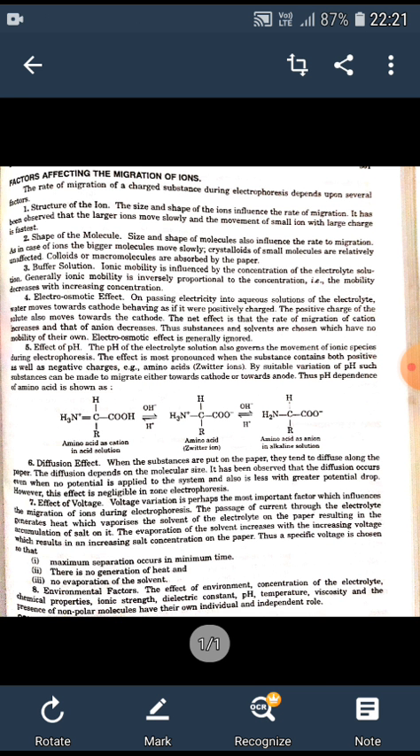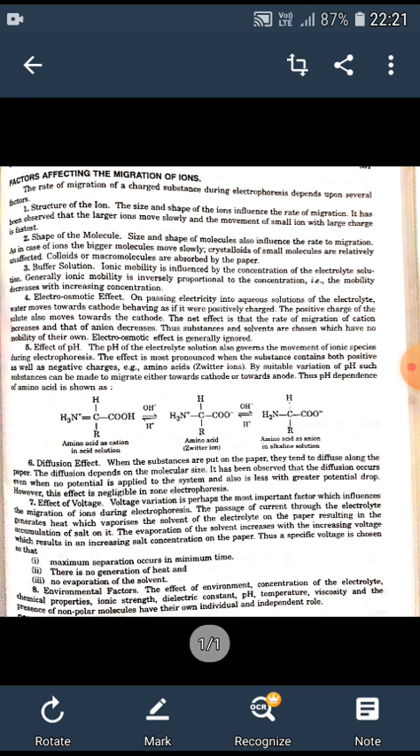The next factor which influences the rate of migration of ions is the electro-osmotic effect. On passing electricity into aqueous solutions of the electrolyte, water moves towards the cathode, behaving as if it were positively charged. The positive charge of the solute also moves towards the cathode. The net effect is that the rate of migration of cations increases and that of anions decreases. Thus, substances and solvents are chosen which have no mobility of their own. However, the electro-osmotic effect is generally ignored.